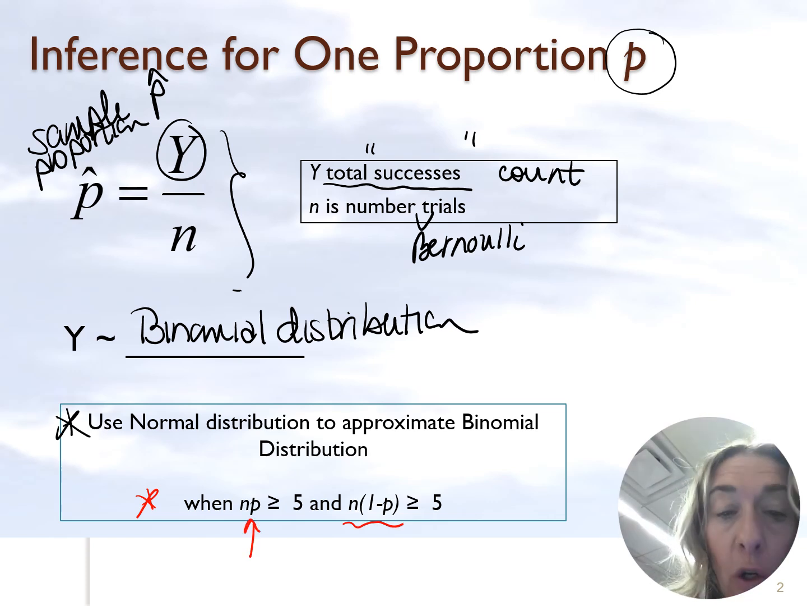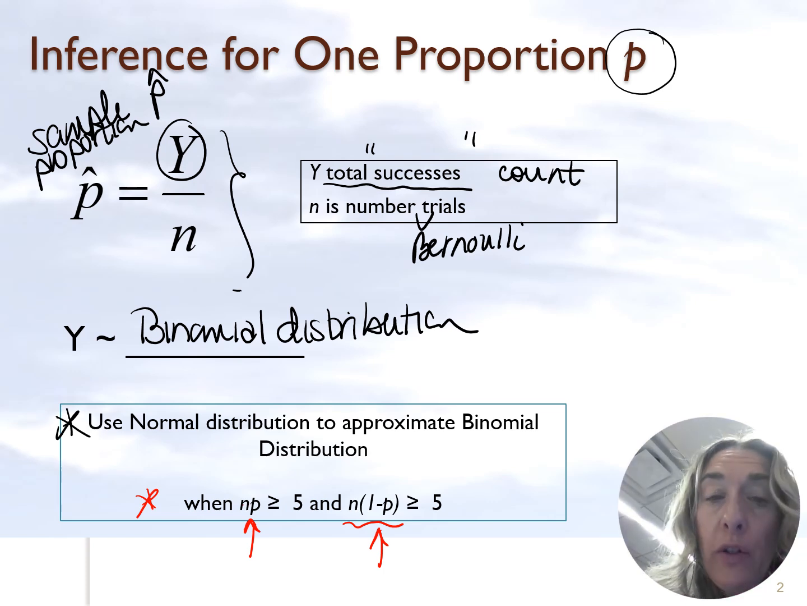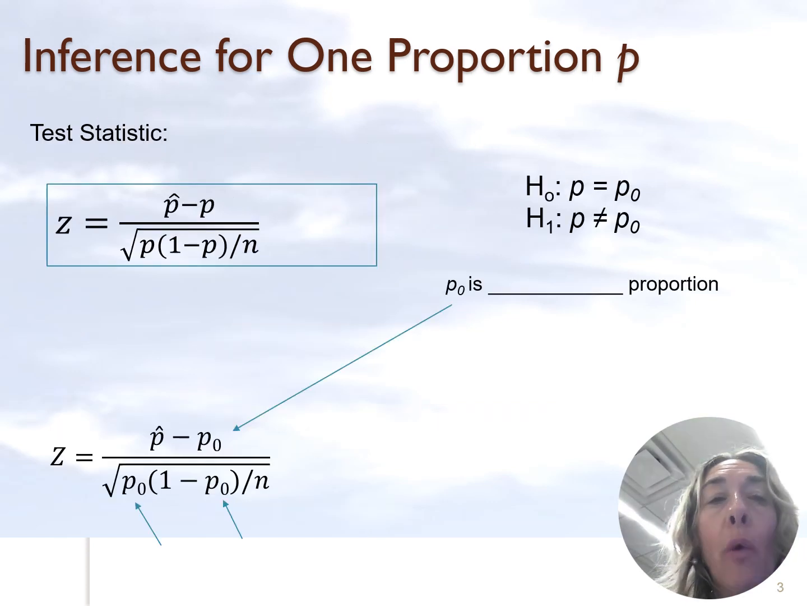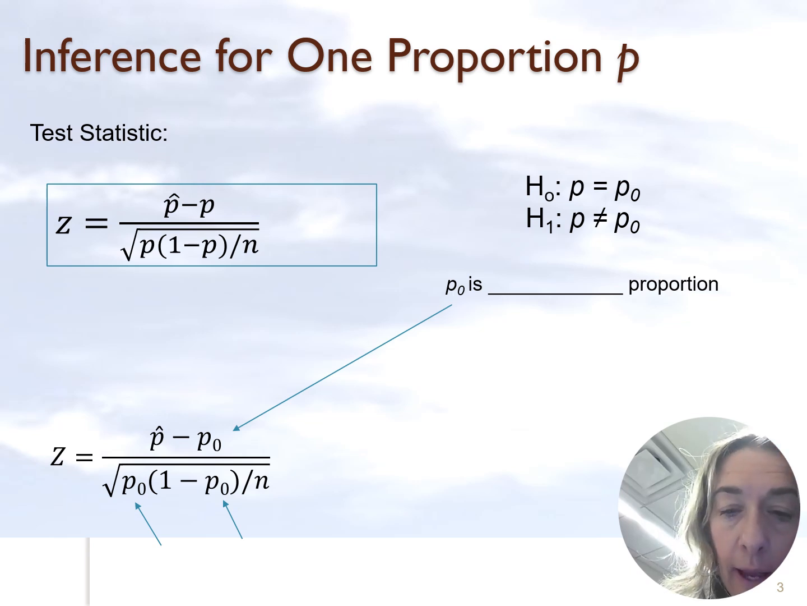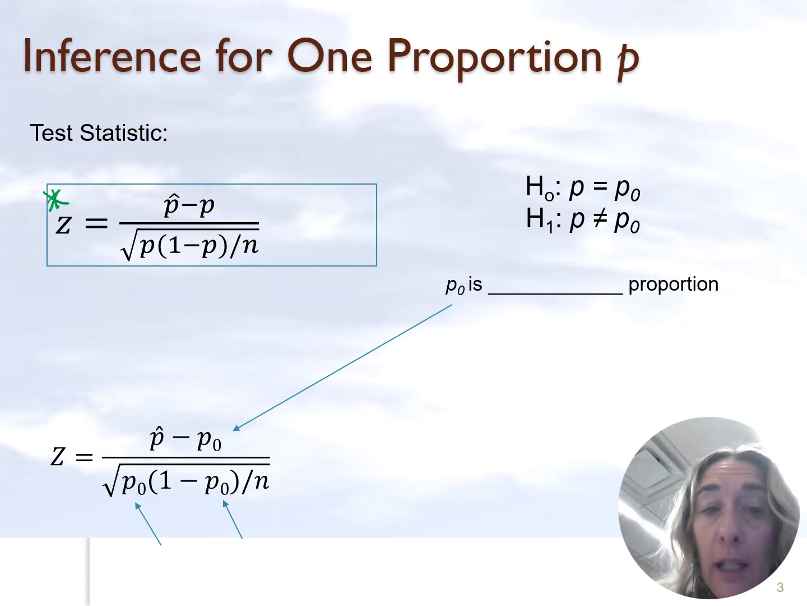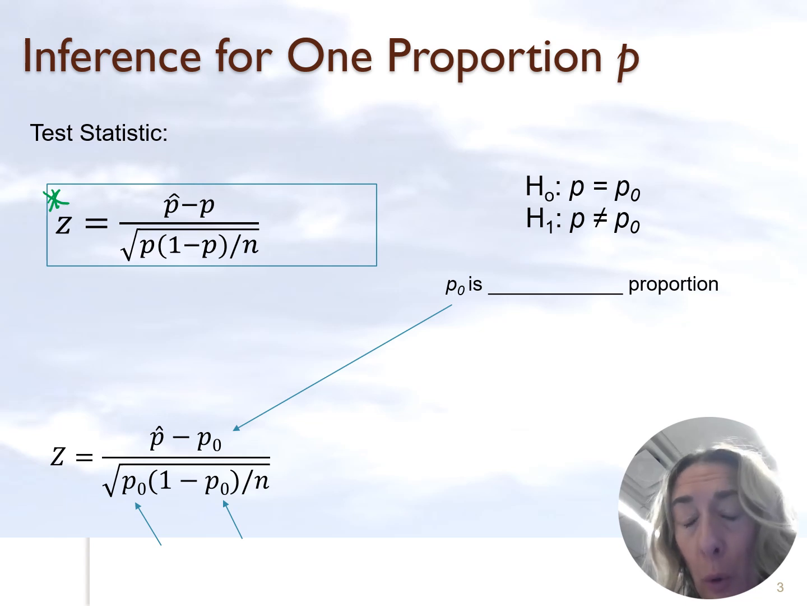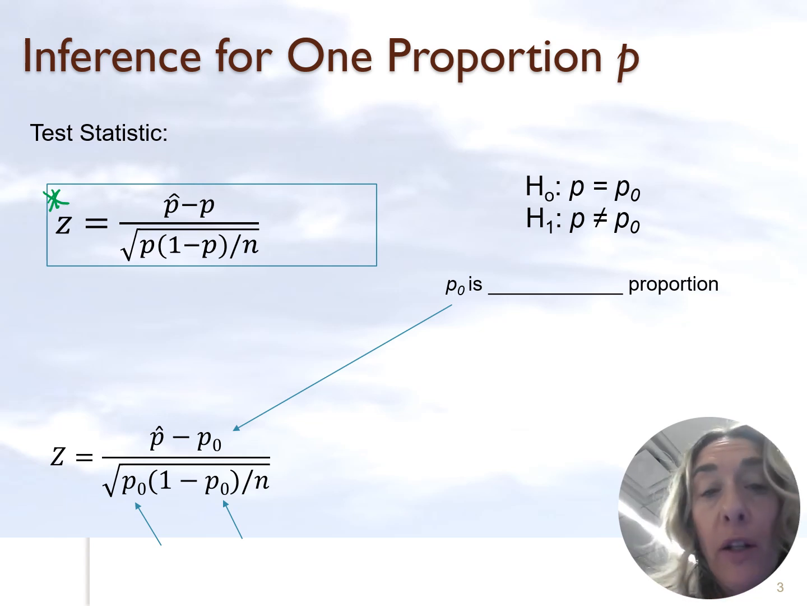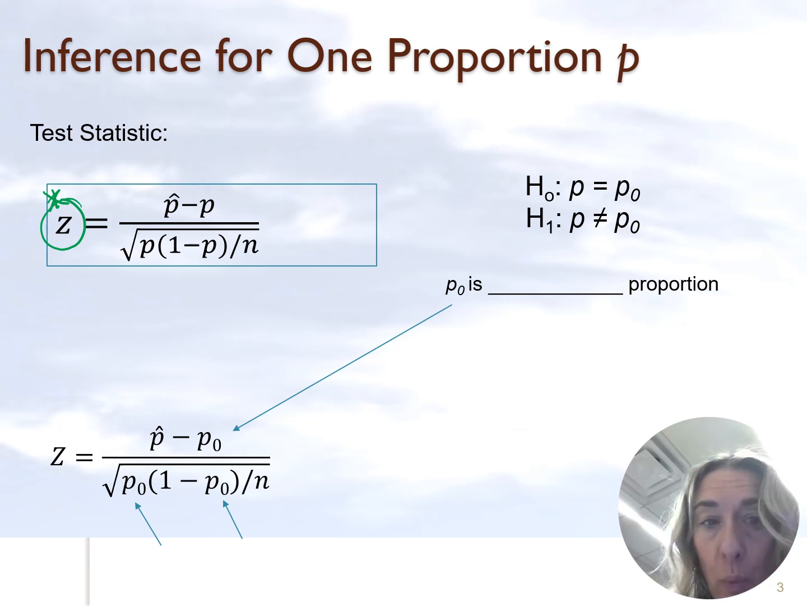p is the population proportion of success. This is the proportion of failure. And of course n is your number of Bernoulli trials. So in performing inference for one proportion p, this is our z test statistic. And of course, because we can use the normal distribution to approximate the binomial, that's why we've got a z there, which is the standard normal variable.